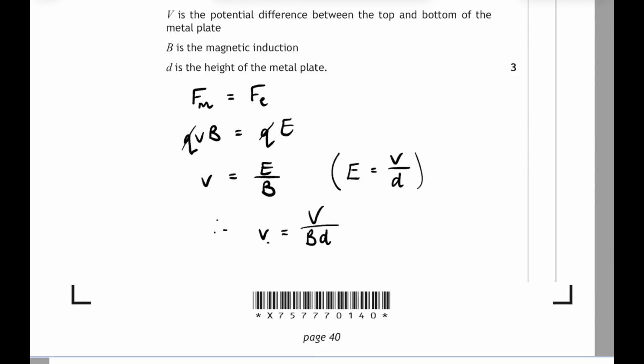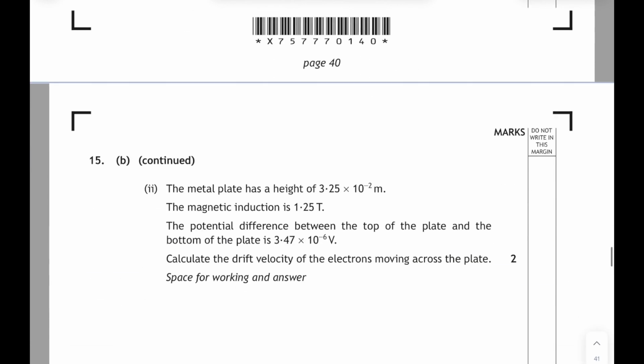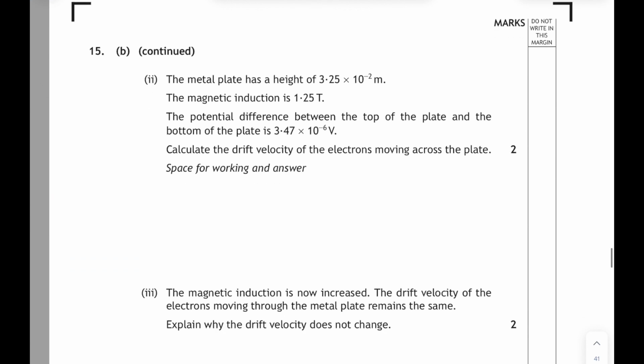And just to be sure, make sure that you put the little subscript d in as well, and that it's a small v for drift velocity and a capital V for the potential difference. It's a short question. Okay, 15b part 2.